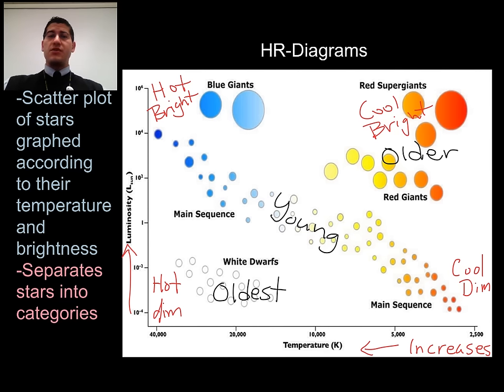Main sequence stars are the youngest. Red giants and supergiants are older. They have already expanded after fusing all their hydrogen. And over here, the white dwarfs are the oldest stars on the diagram. They burn hot, but they're dim because they're the dead core of an average mass star that's already died, as we discussed in the last video.